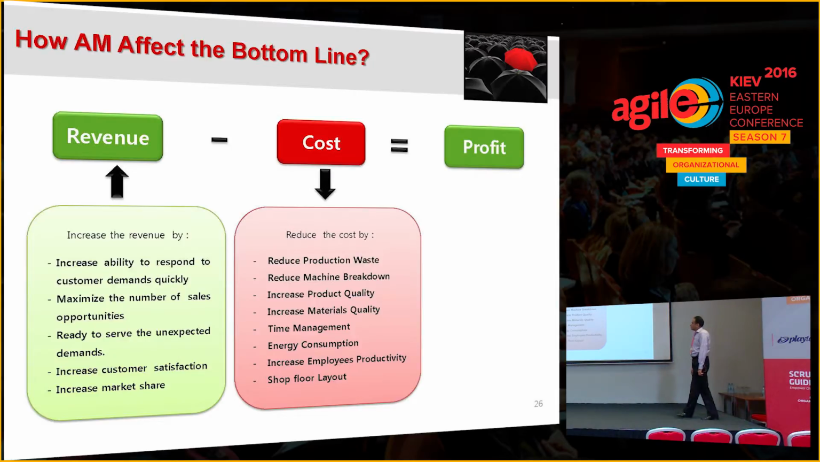How can we reduce the cost? Reduce the production waste, machine breakdown, product quality issues, material quality issues, time management, energy consumption, increase the employee productivity, modify the shop floor layout just to reduce the cost. So this is Agile, and this is the function of Lean. So with both of them, we can increase the profit.